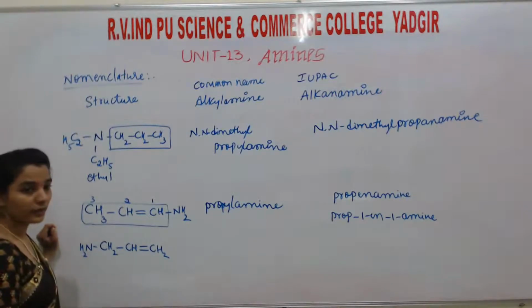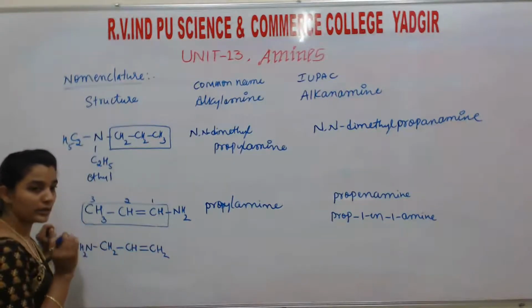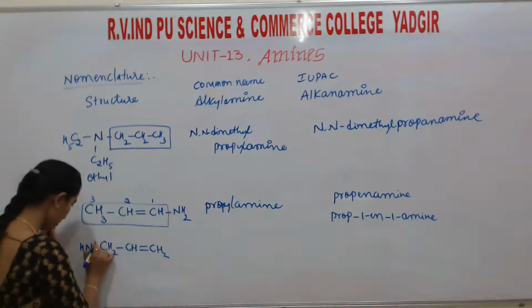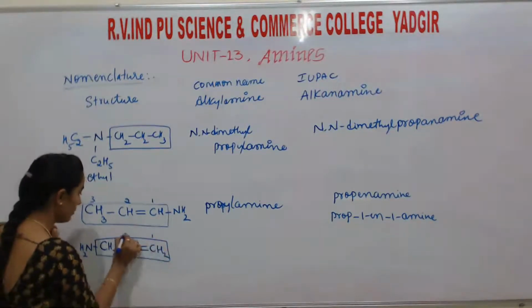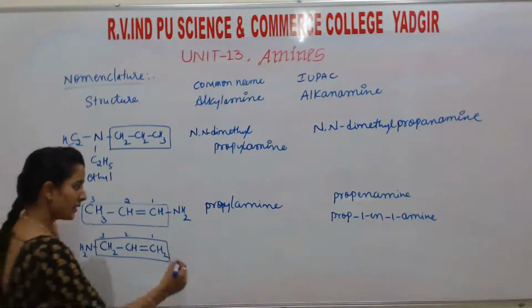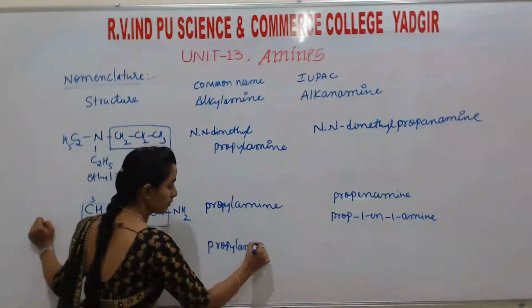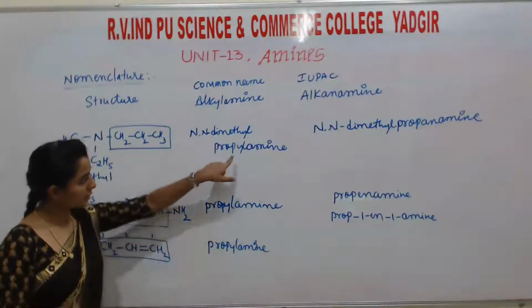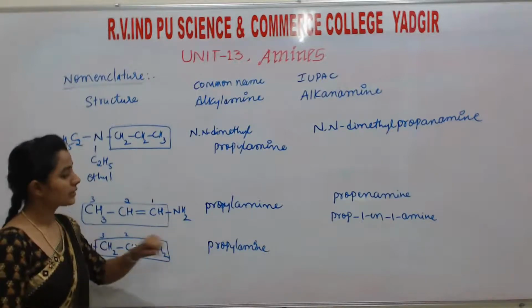Always the preference should be given to what? The functional group, then triple bond, double bond, and single bond. So this one takes the lowest value. So here the numbering starts from here. Okay, this is also propylamine only. Are you getting, students? Here this is also called propylamine.